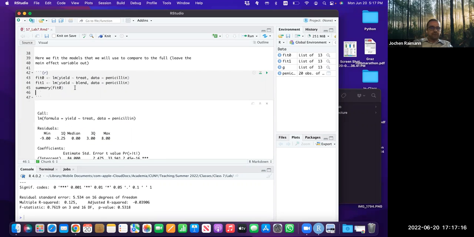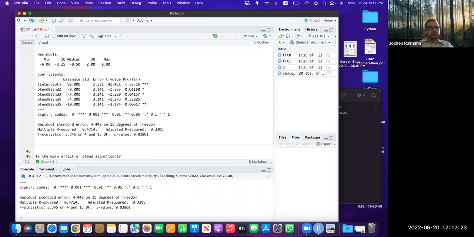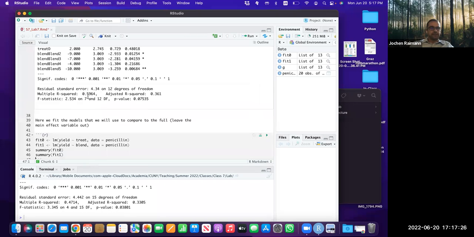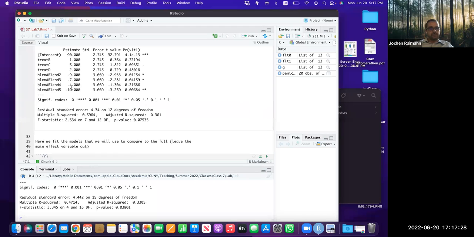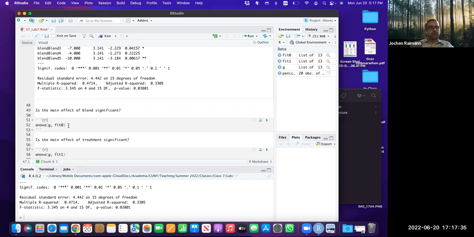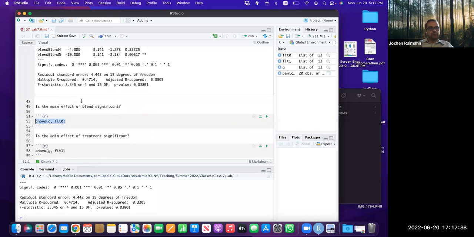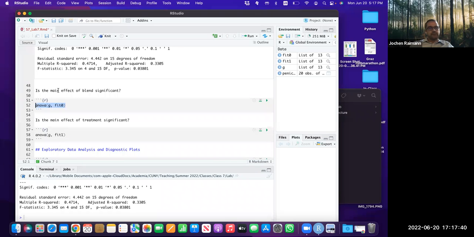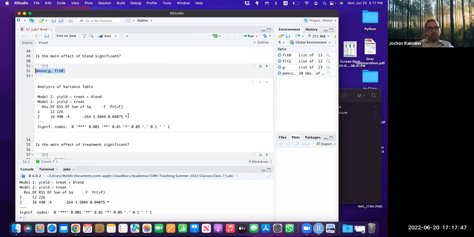So if you do the same with summary of fit 0 and fit 1, you can see -9, -7, -4, -10. So these are the group differences. Now you want to see whether the addition of a main effect of blend has increased your understanding, and whether these are actually significantly different.